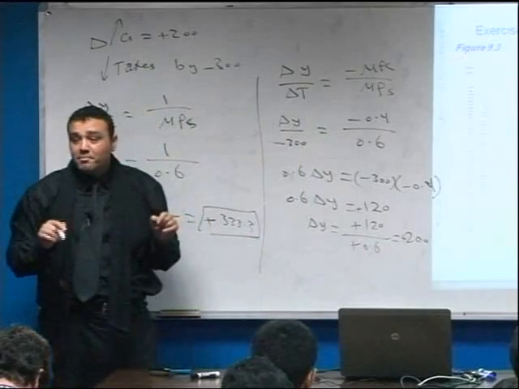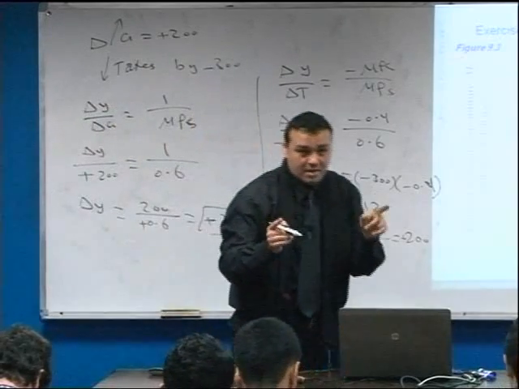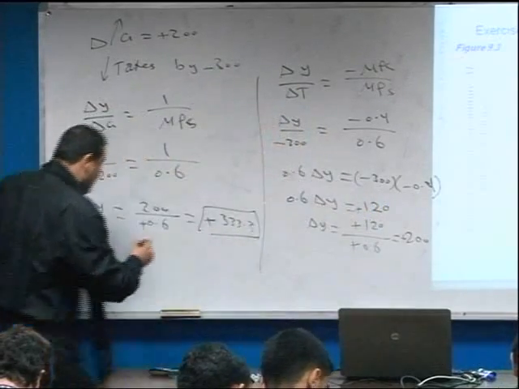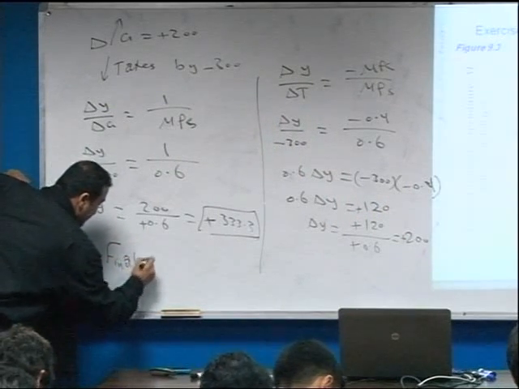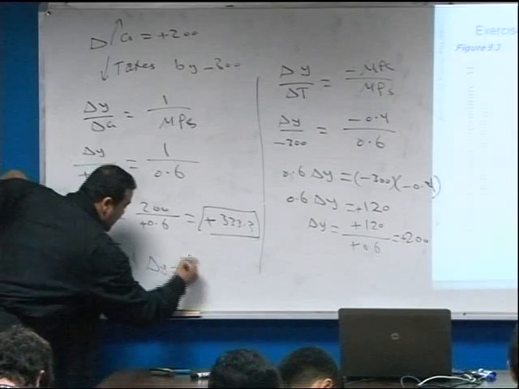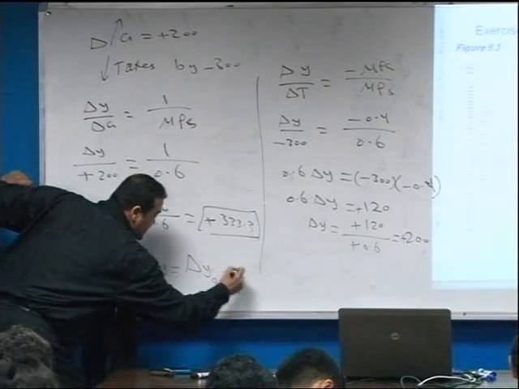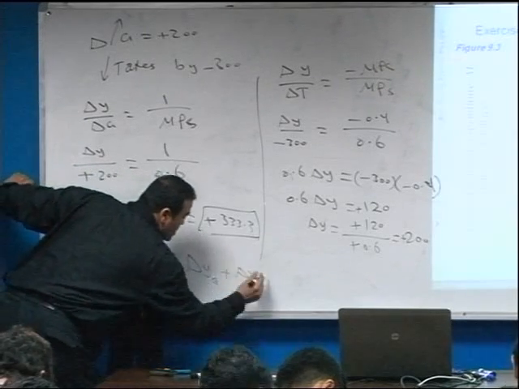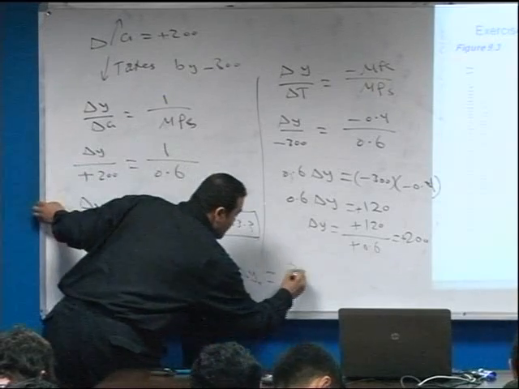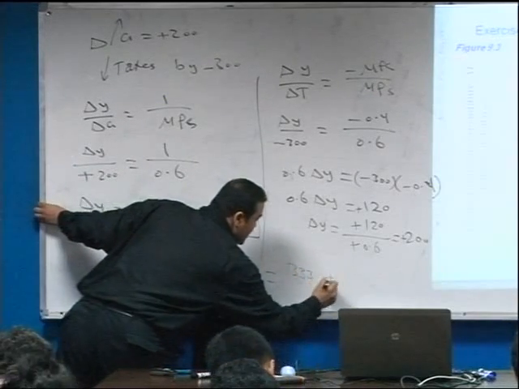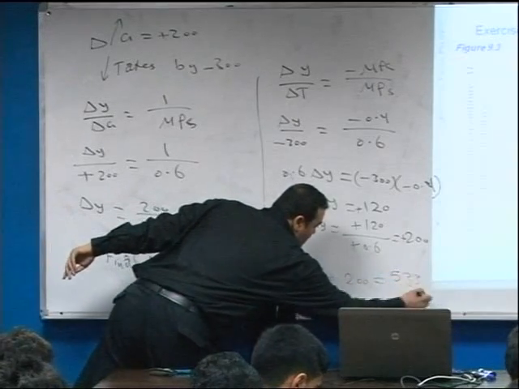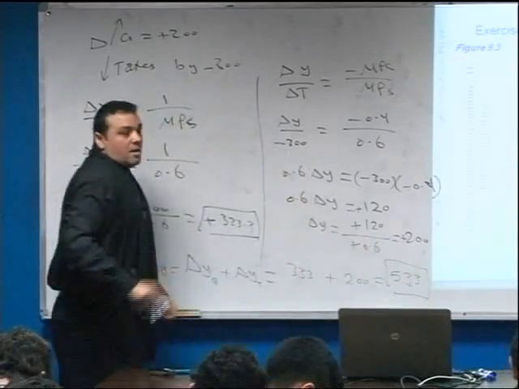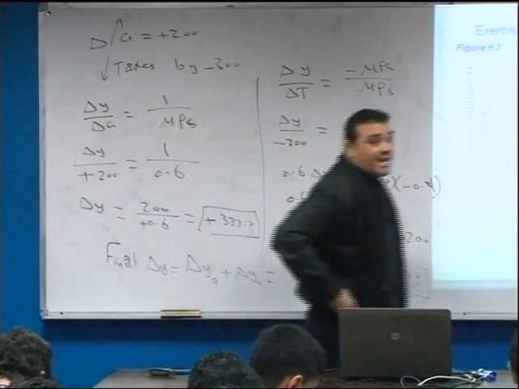So what are the main results or the main effect? Yes, exactly. So the final delta Y equals delta Y from government spending plus delta Y from taxes, which equals 333 plus 200, which equals 533. That's the change in the aggregate output.